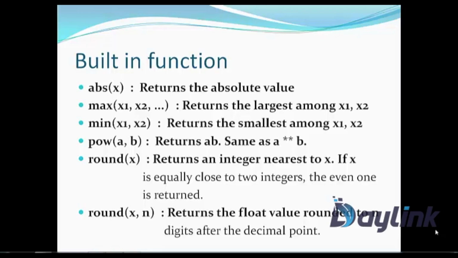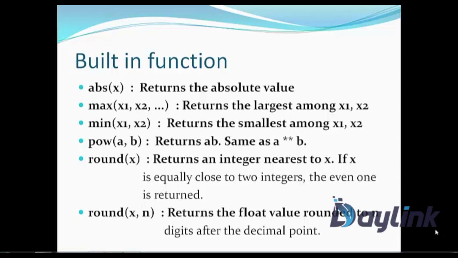There are many built-in functions in the Python language. abs returns the absolute value of x. max returns the largest value among x1 and x2. min returns the smallest value among x1 and x2. pow returns a raised to b.